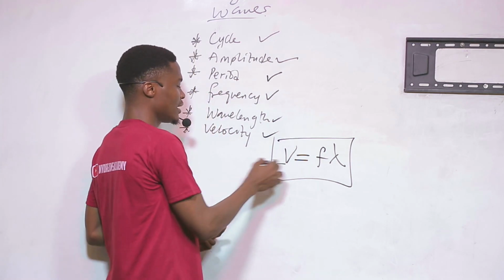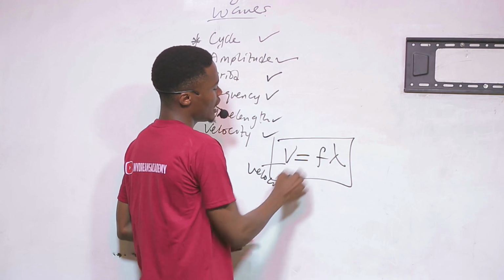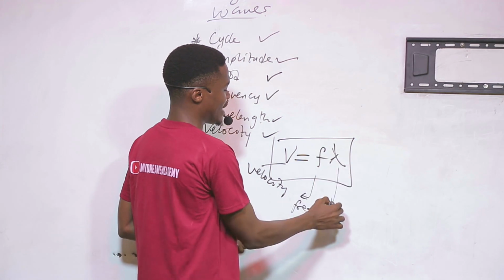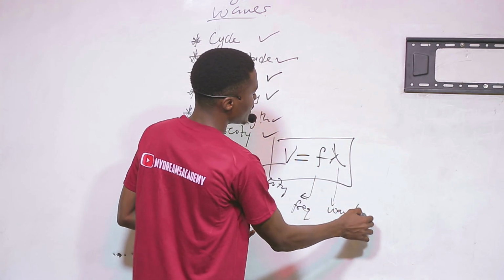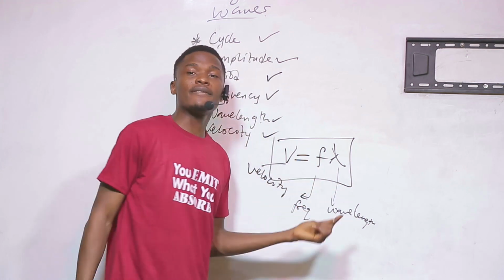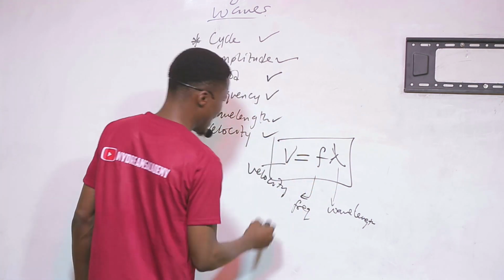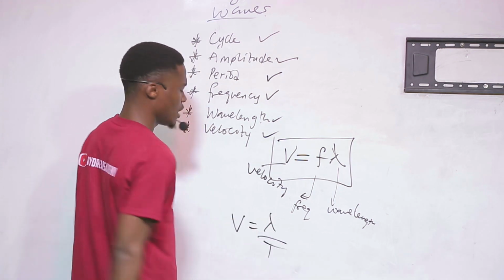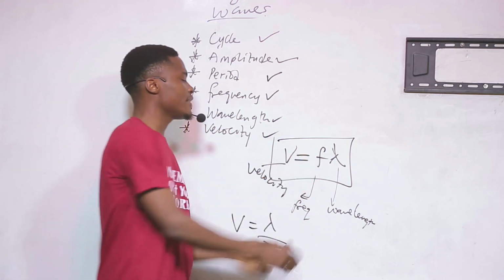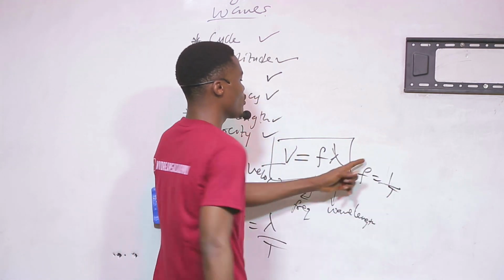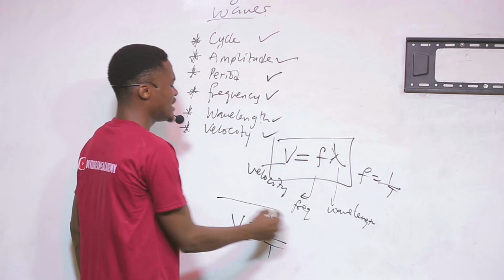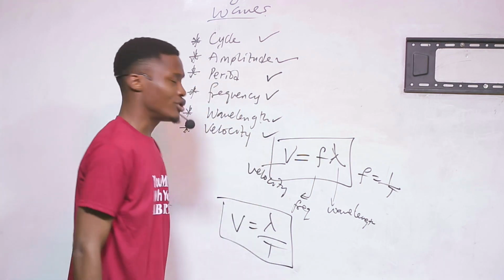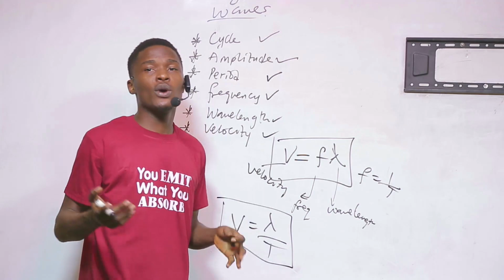V is the velocity. F is the frequency, we've talked about that. And lambda is the wavelength. So V is equal to F lambda. Very important formula. Then again, you can also say that V is equal to lambda over T, because remember we said that F is 1 over T. So you can remove F and put 1 over T, and this formula is also true. So for any of the formulas given to you, make sure to know the one to use depending on the parameters given in the question.